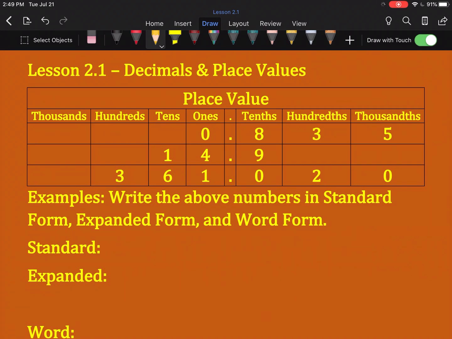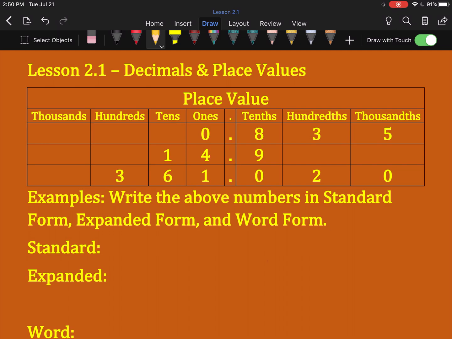Chapter 2 is all about decimals. So we're going to start off just by reviewing what they are and their place values, and being able to write them out and do some basic comparisons with them. So first up, there's a place value chart here to remind you.